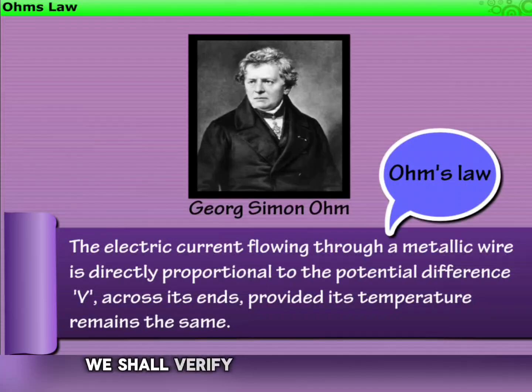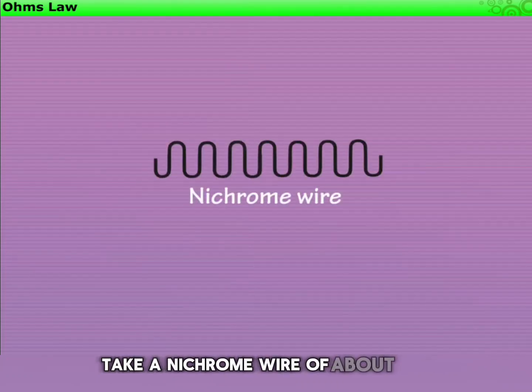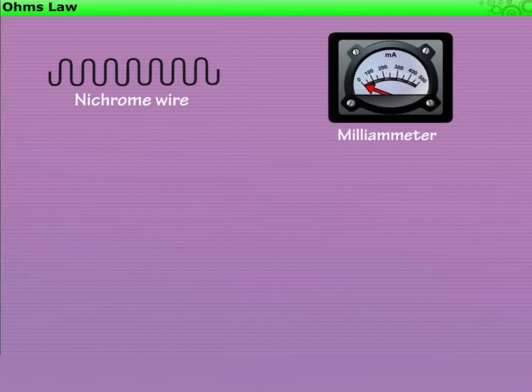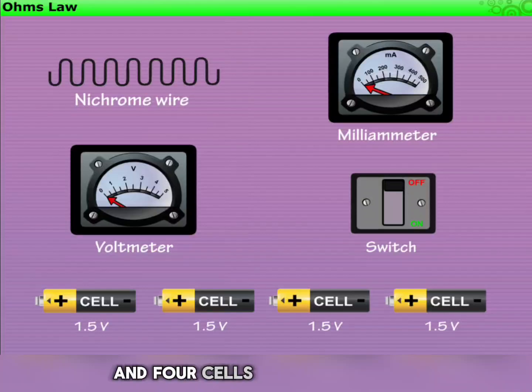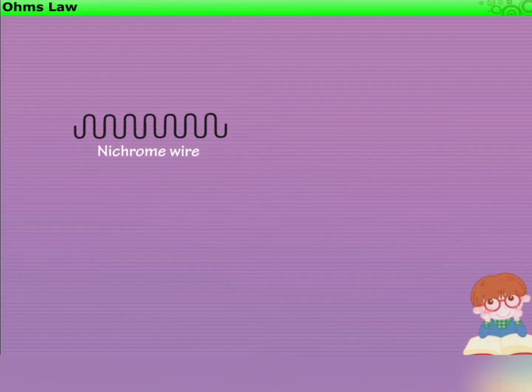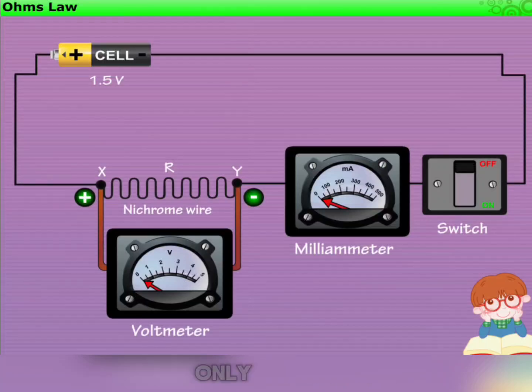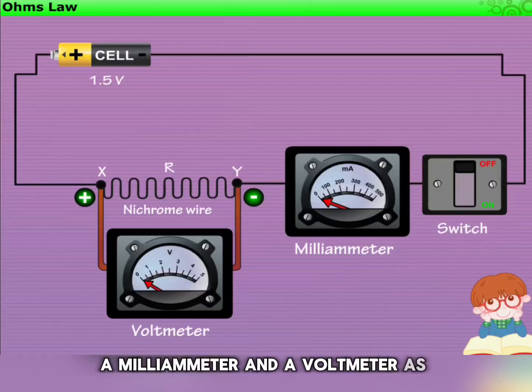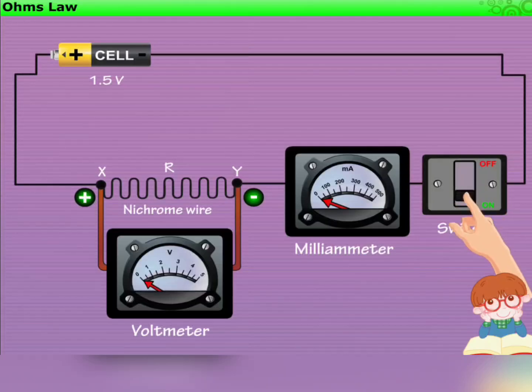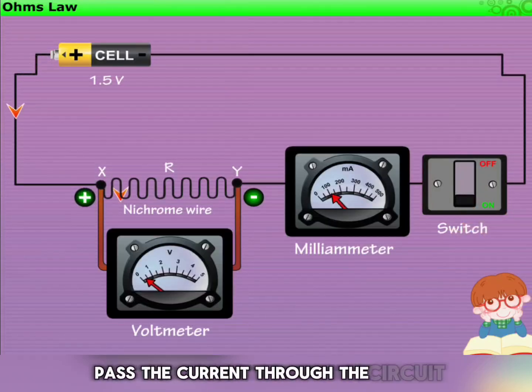We shall verify the law with the help of this activity. Take a nichrome wire of about 0.5 meters, a milliammeter, a voltmeter, a switch, and 4 cells of 1.5 volts each. Connect the nichrome wire with only one cell, a milliammeter, and a voltmeter, as shown in the circuit. Pass the current through the circuit.